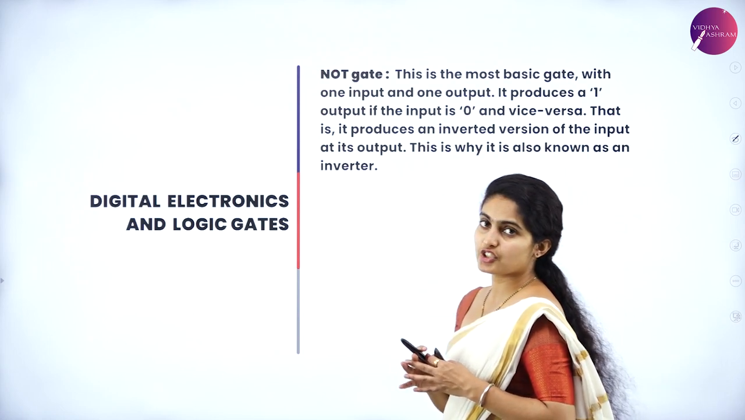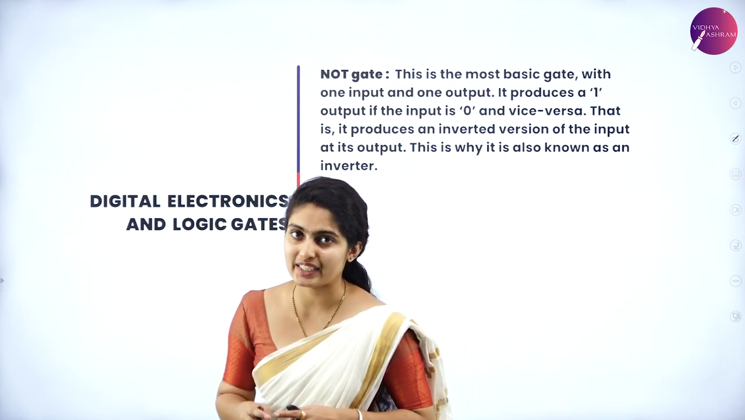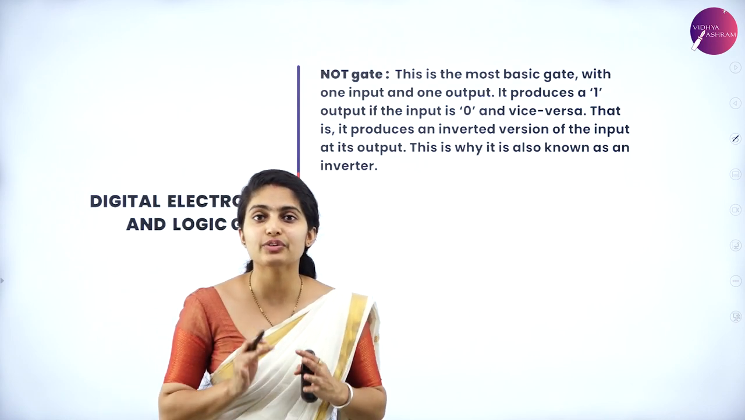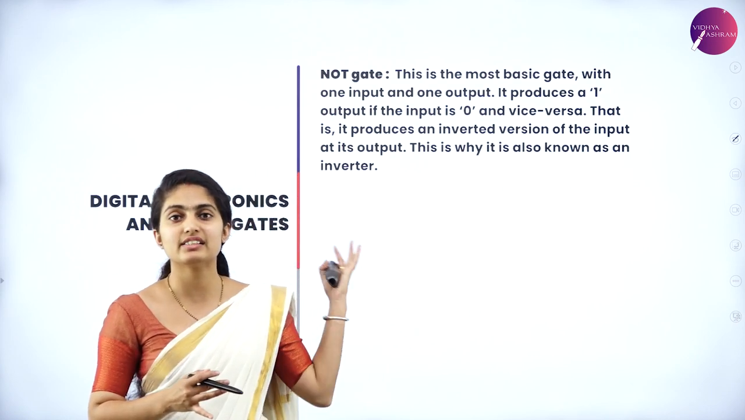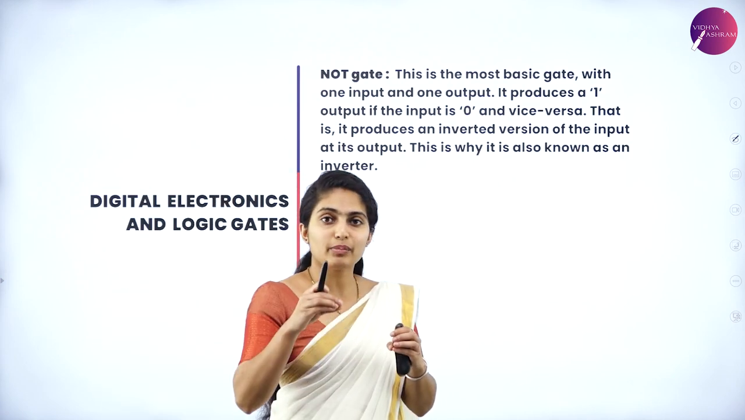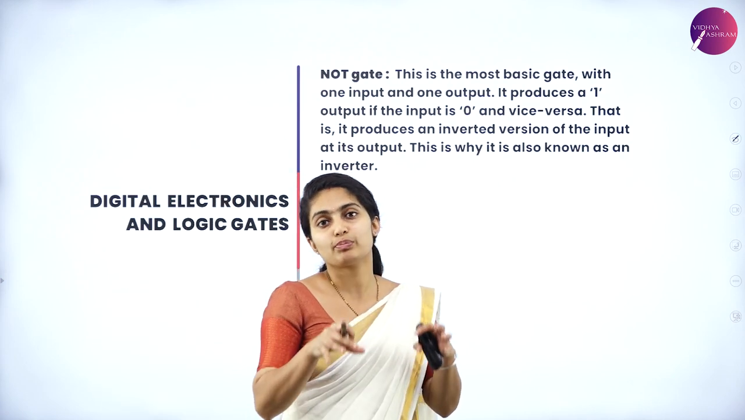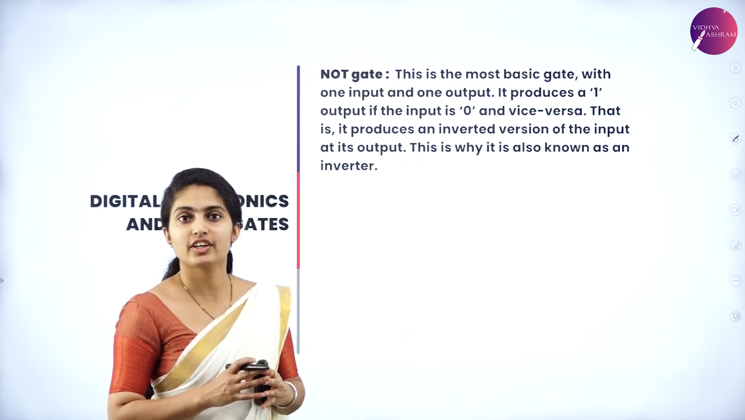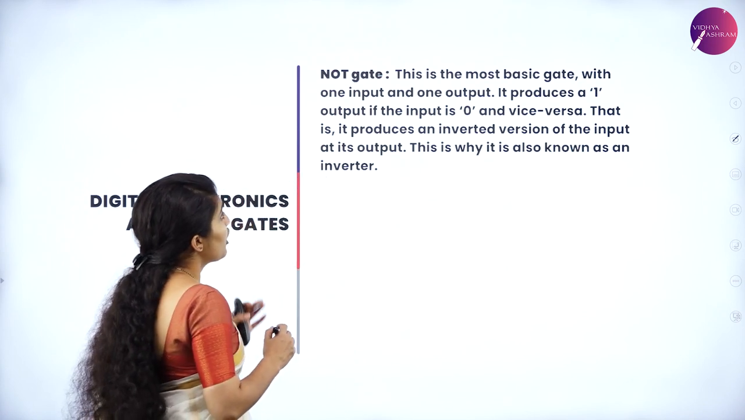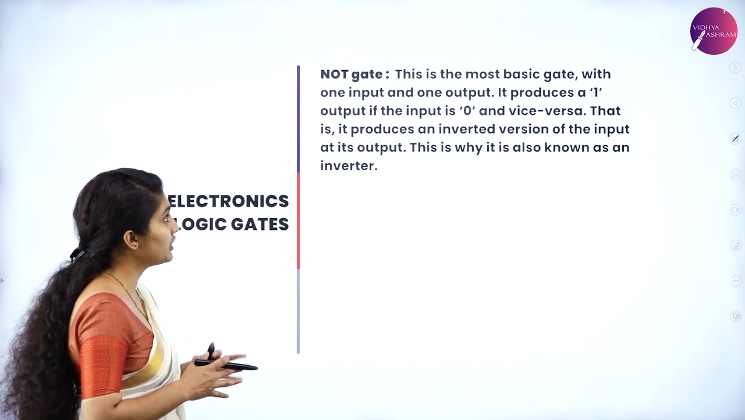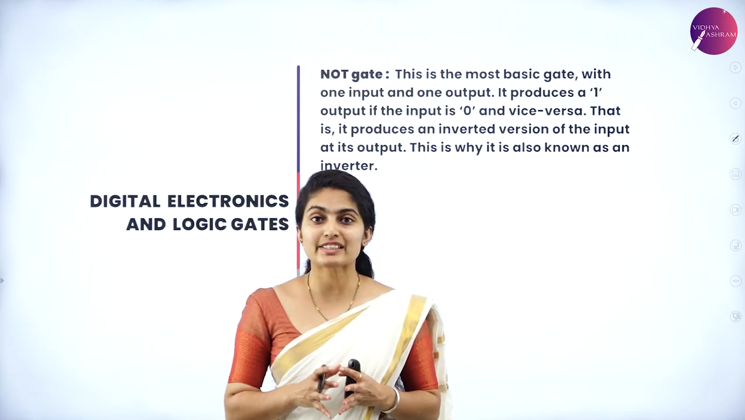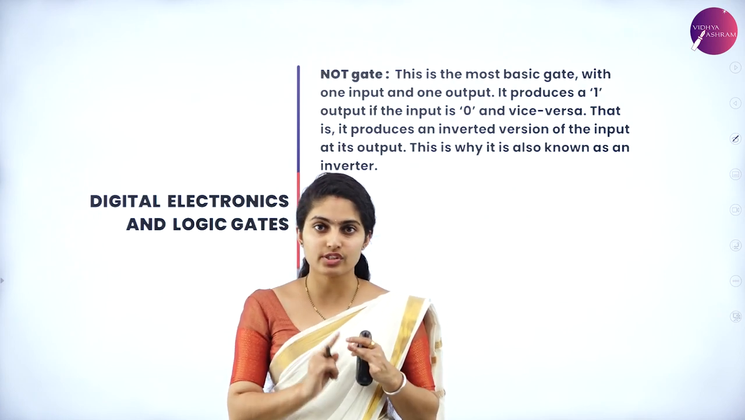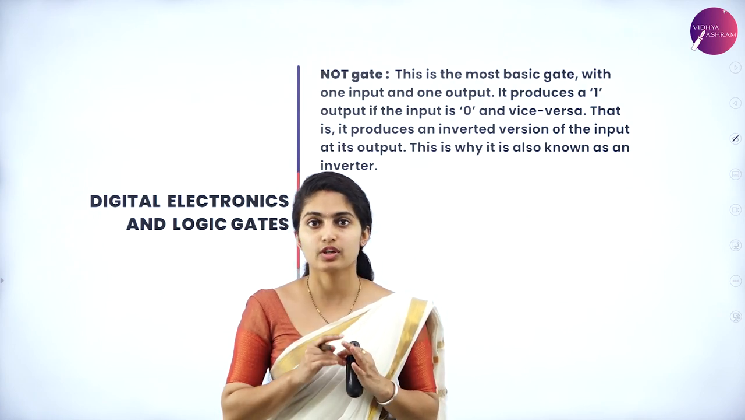Next is digital electronics and logic gates. Here you study about the logic gates, which you already know. If you're a CS student, you will easily know what exactly the logic gates are. These are the basic building blocks for the complicated circuit connections you see. So first of all, let us move with the NOT gate. It's very easy: just the symbol, the formula, the truth table, over.